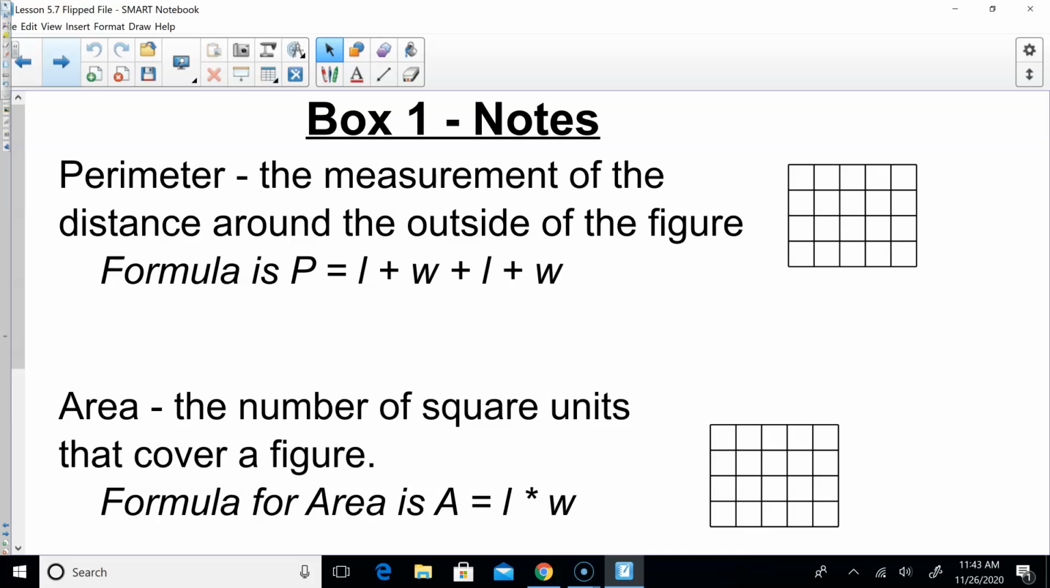Just kidding, there's more notes. Perimeter, once again, to review. Make sure you have the formula P equals L plus W plus L plus W, the outside of a figure, the distance around it. Area is the number of square units that cover up the figure. Area formula is A equals L times W, which you already have. This is a good review. And let's begin now for real this time.